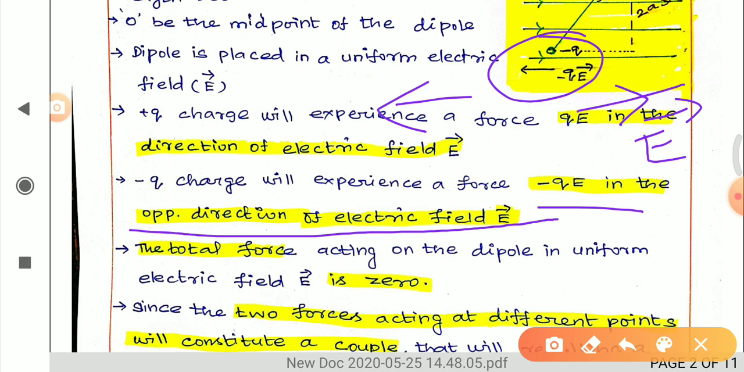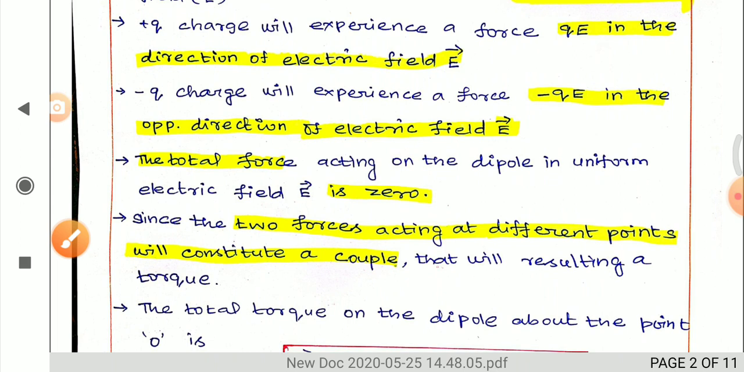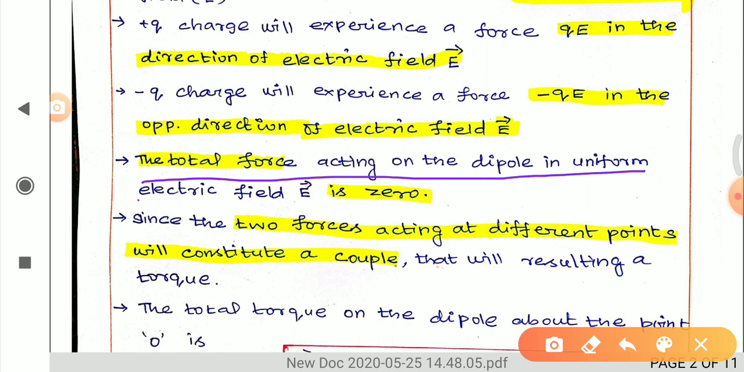We know that in a uniform electric field, the total force acting on the electric dipole is always equal to 0. This is the important point we have to remember. The total force, or net force, or resultant force of a dipole kept in a uniform electric field is always equal to 0.